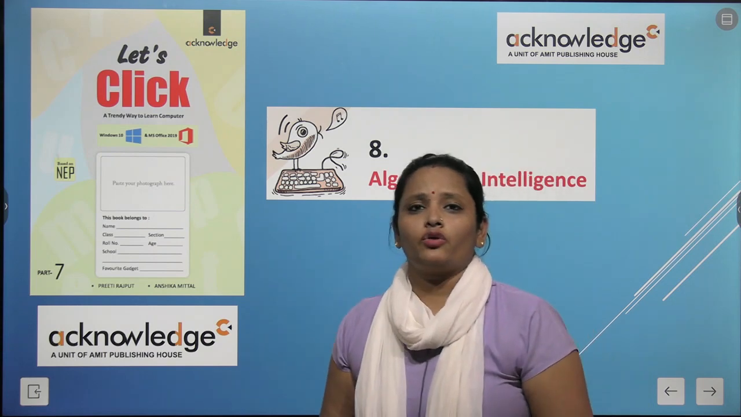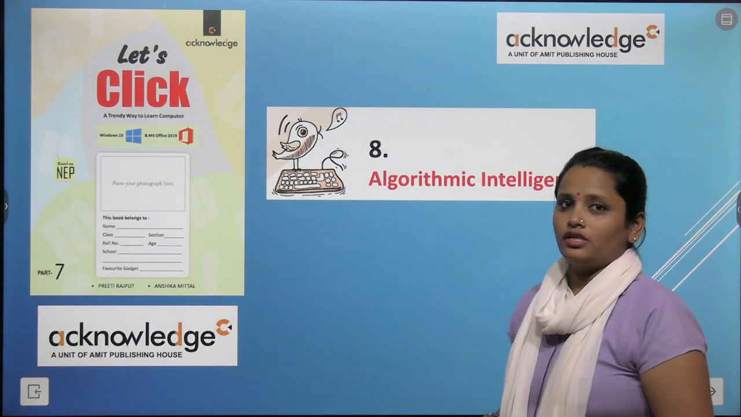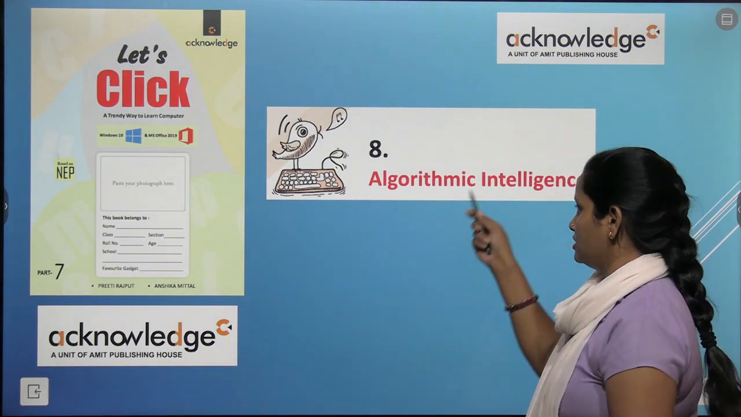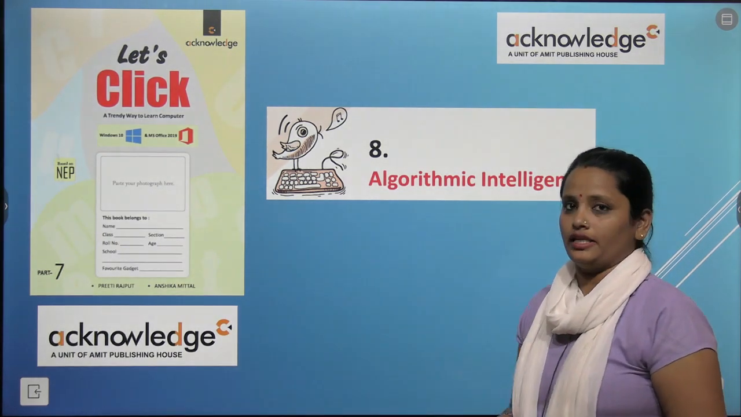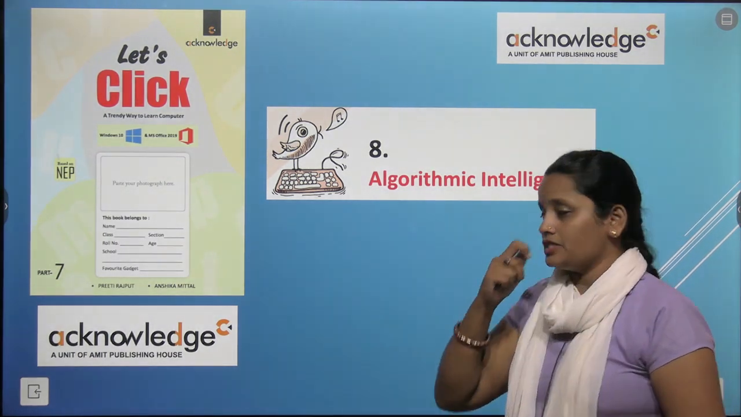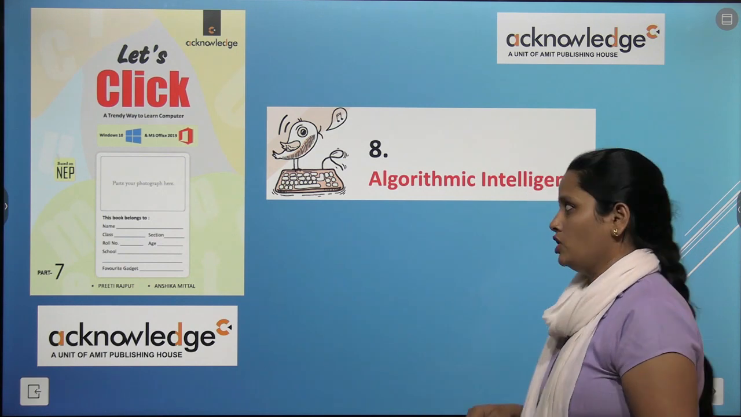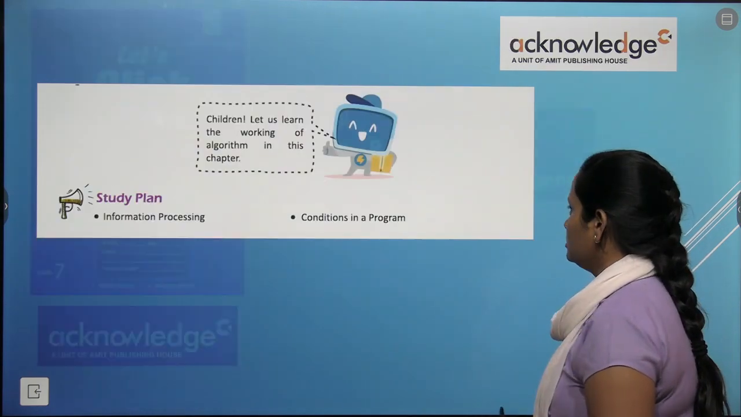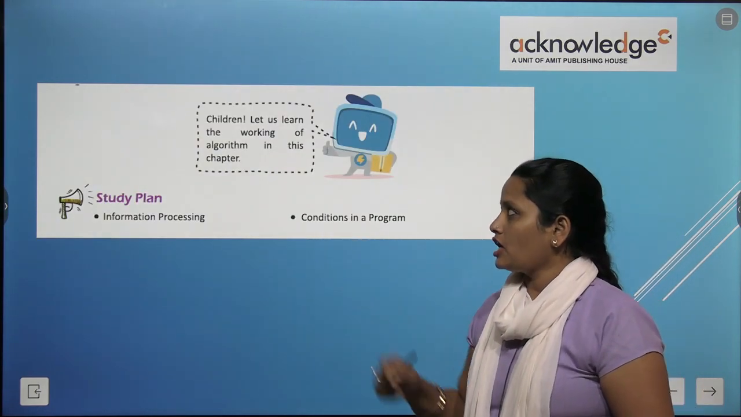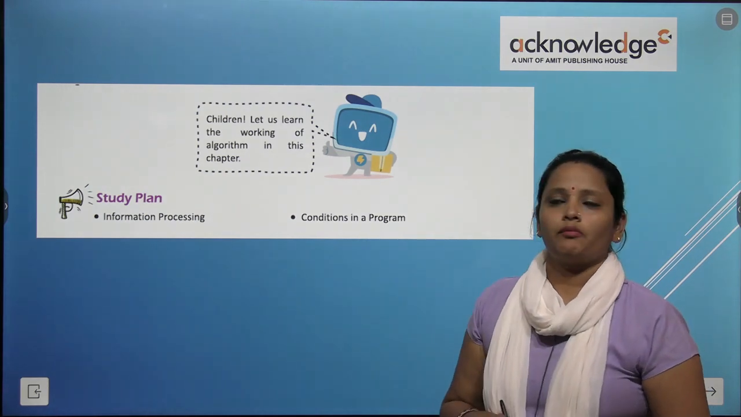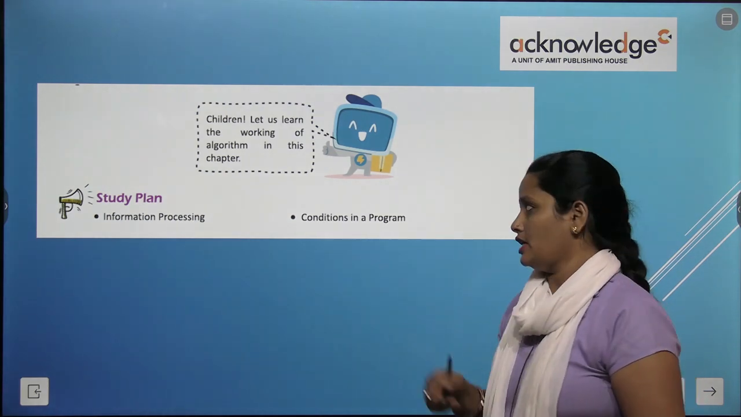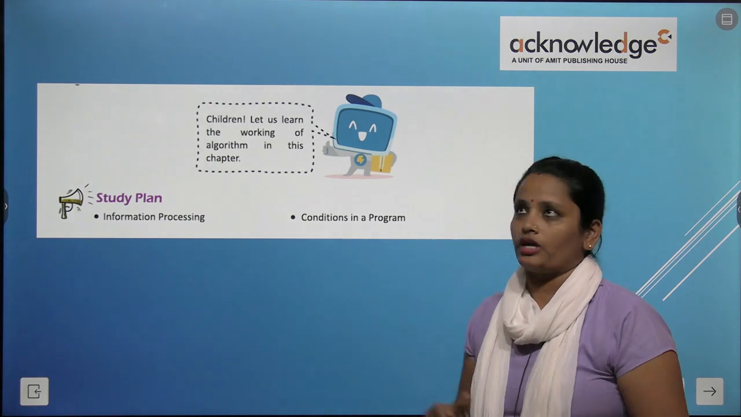So, today we are going to do a new chapter and the name of the chapter is Algorithmic Intelligence, and it is chapter 8 in your book. So, let's start with the chapter. In this chapter, children, we are going to learn about information processing and conditions in a program.